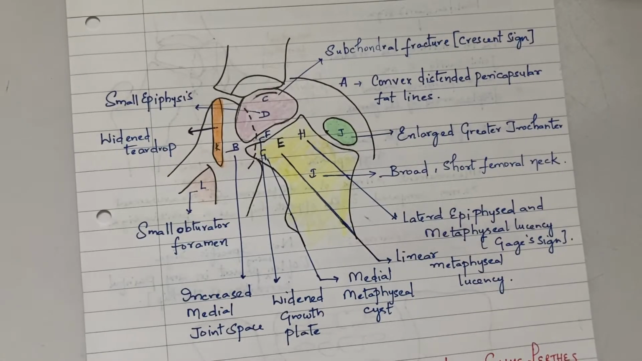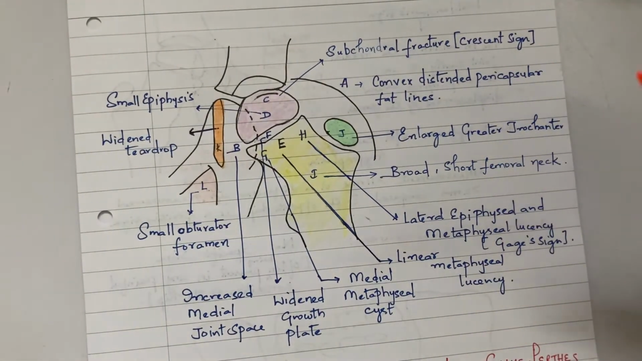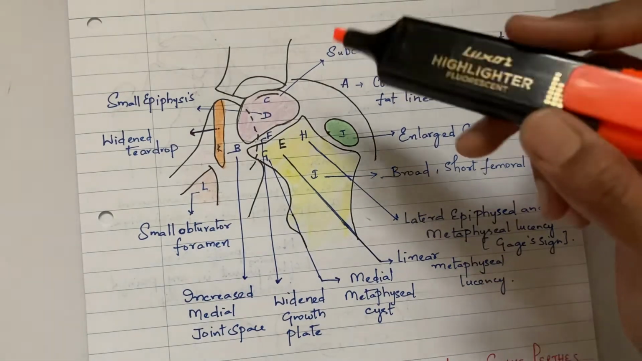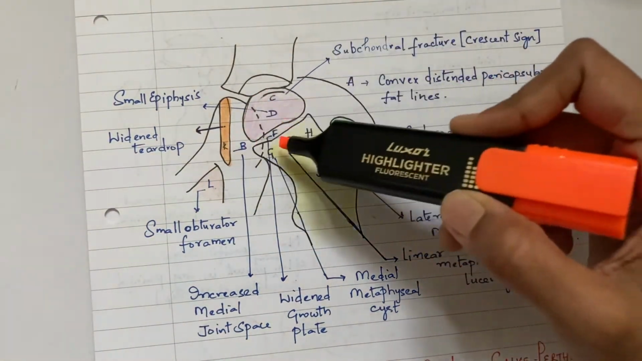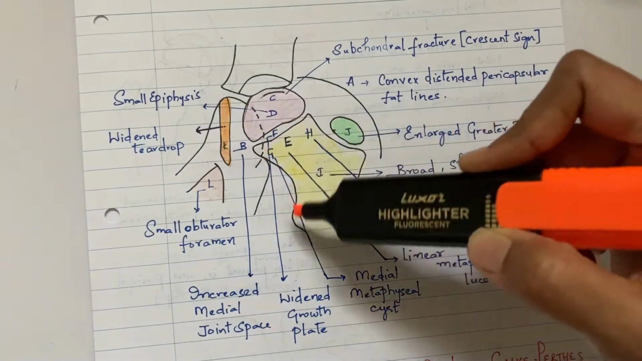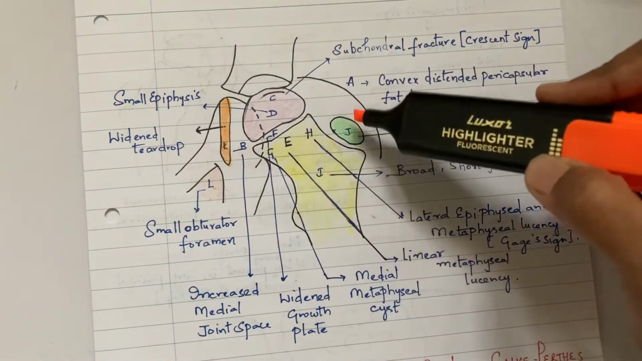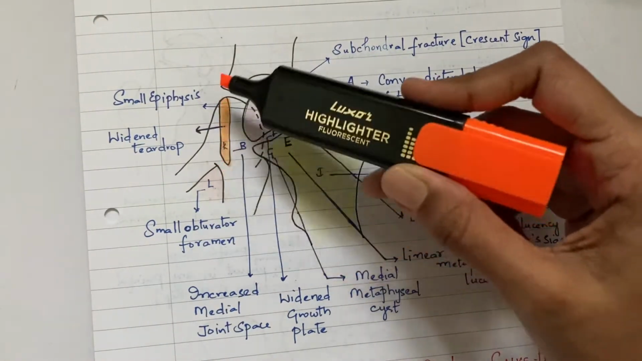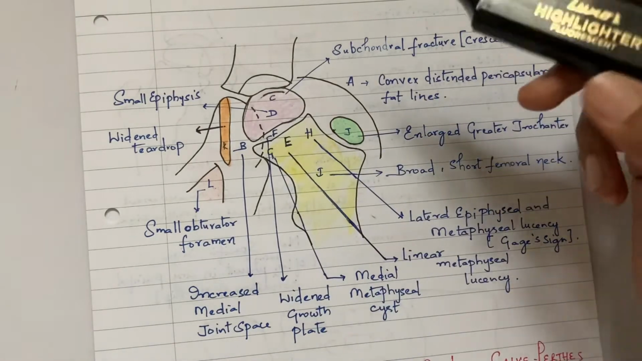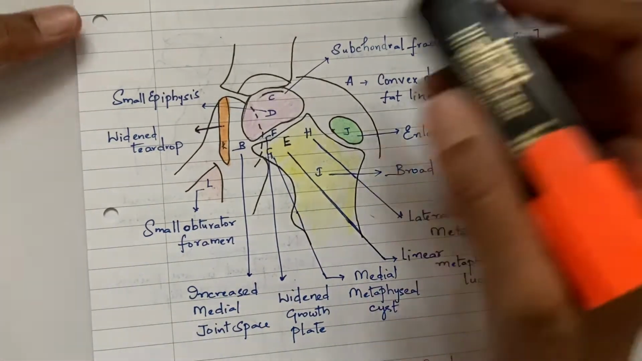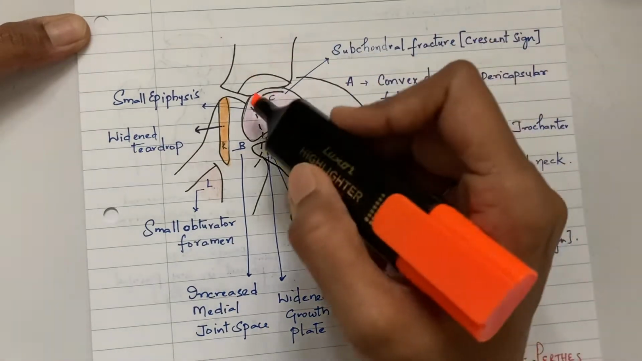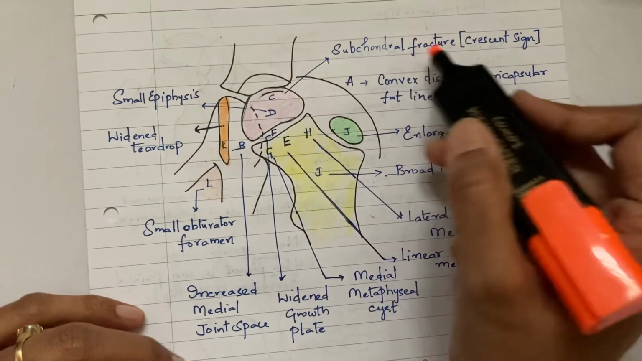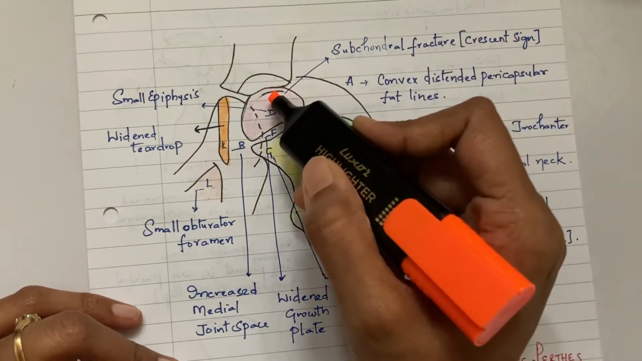Roughly, this diagram represents the early radiographic signs of Legg-Calvé-Perthes disease. Here we have the femoral head, metaphysis, growth plate, femoral neck, and diaphysis. Here we have the greater trochanter, lesser trochanter, teardrop, and obturator foramina. So what will be there? People with Legg-Calvé-Perthes disease have a small epiphysis and a subchondral fracture, that is the crescent sign.